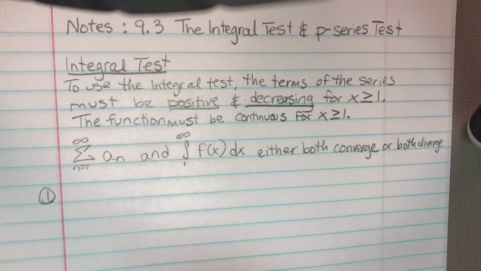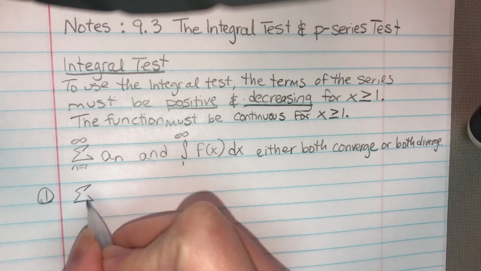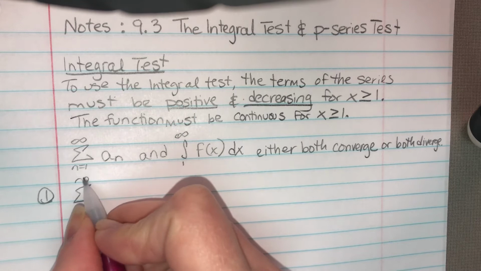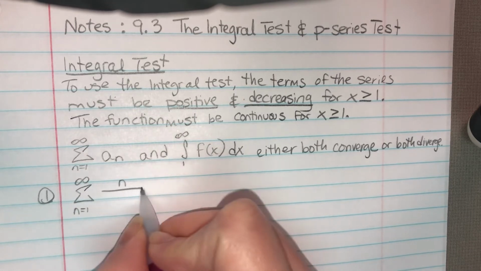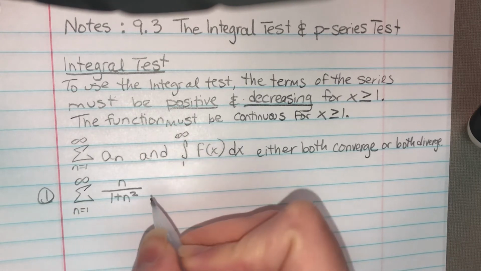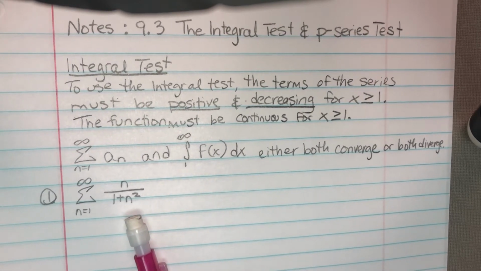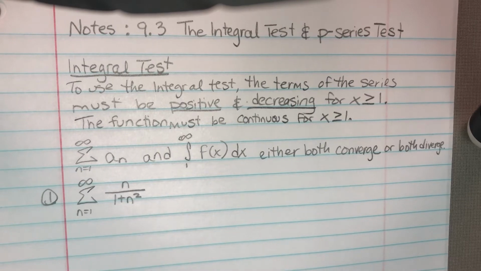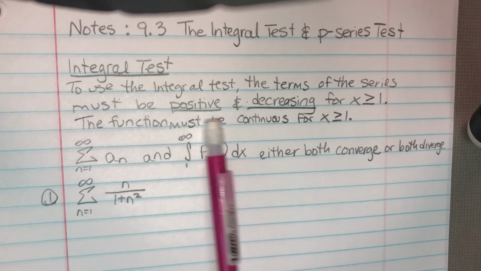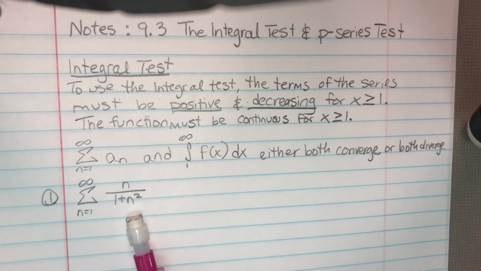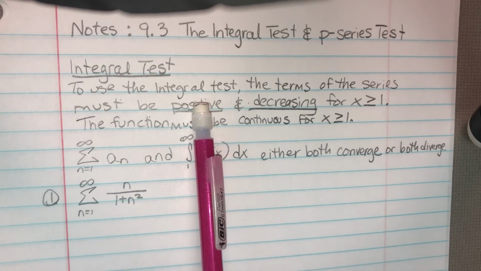For number 1, we're going to be given the sum from n equals 1 to infinity of n over 1 plus n squared. So let's first make sure we can use the integral test here. If I plug in numbers 1 and larger, are all my terms going to be positive? Yes, if I'm subbing in 1, 2, 3, 4, 5, 6, I'm not going to be able to get a negative number out of this. So all of my terms will be positive.